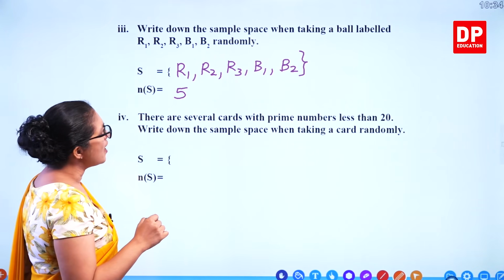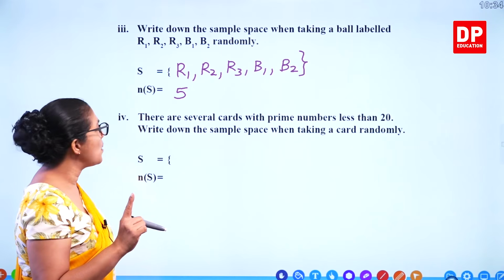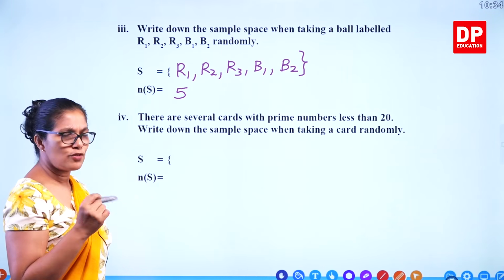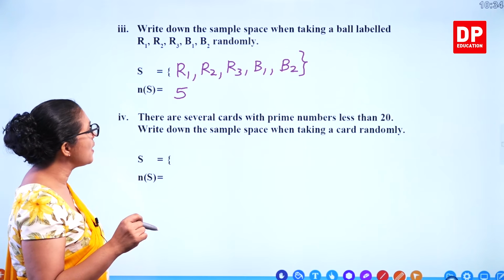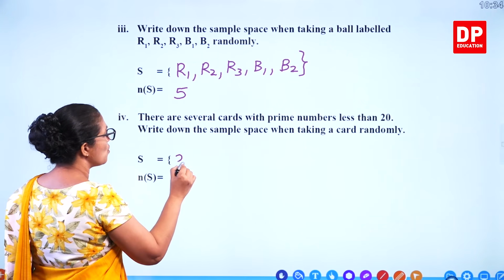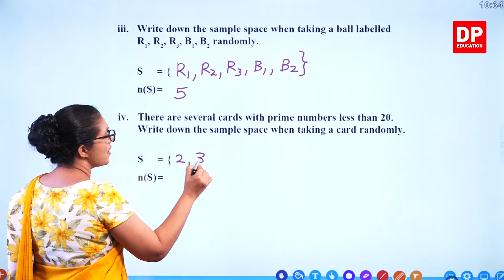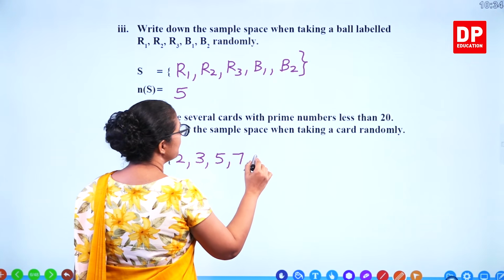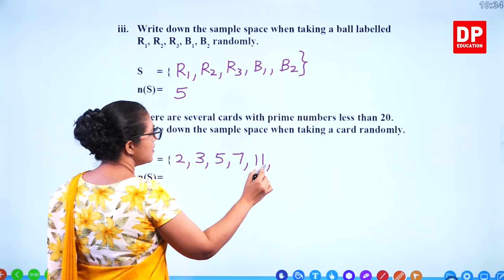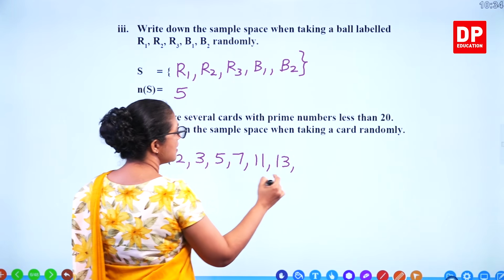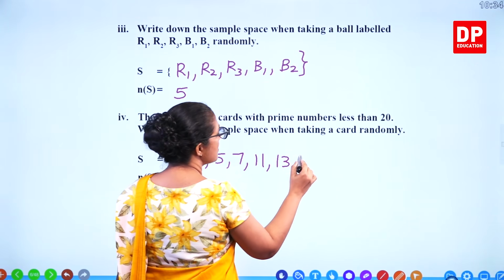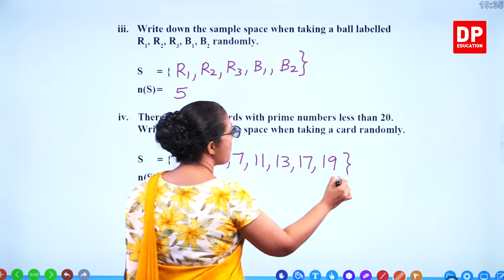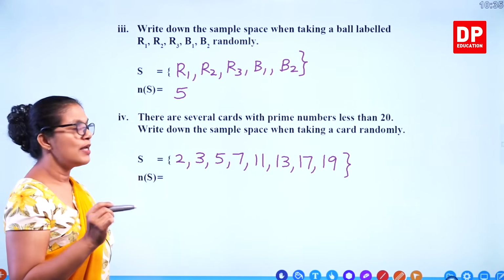There are several cards with prime numbers less than 20. Write down the sample space when taking a card randomly. So what are the prime numbers less than 20? Starting with 2. 2 is a prime number. 3, 5, 7, 11, 13, 17, 19. Those are the prime numbers less than 20.